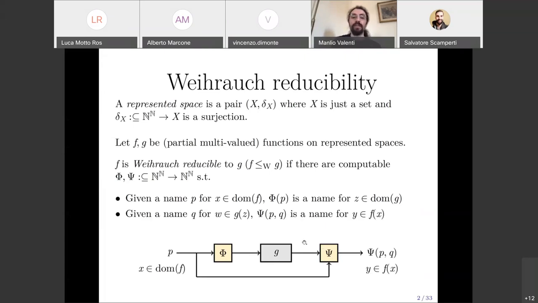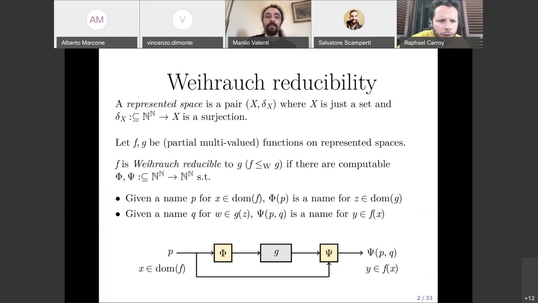Sorry, Manlio. Can you clarify the notation on the second line, delta X with this inclusion? It means that delta X is defined only on a subset, it can be partial, right? Okay, so in particular, any subset of the Baire space is a represented space, trivially. The Baire space can be seen as a represented space by the identity. And if you have a represented space, any subset is a represented space by just the restriction of the map. Okay, thanks. Sorry for not mentioning this.